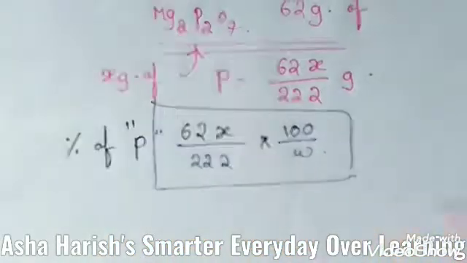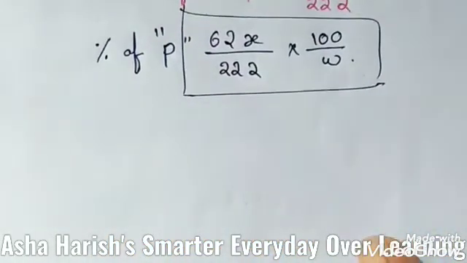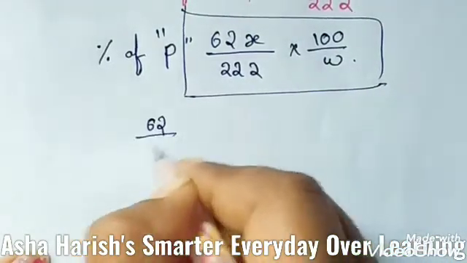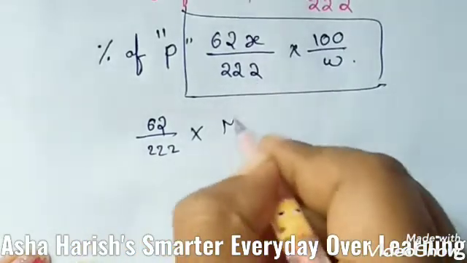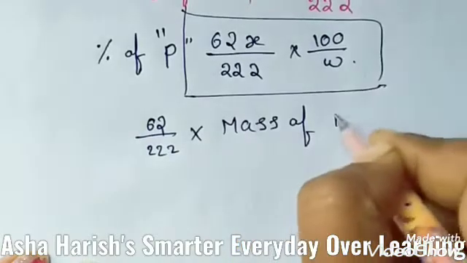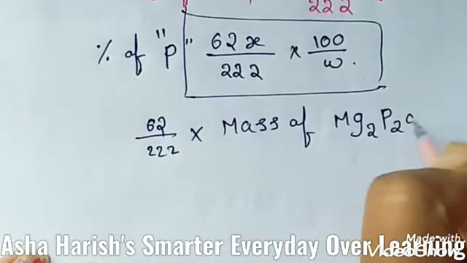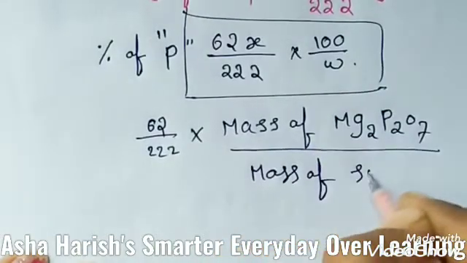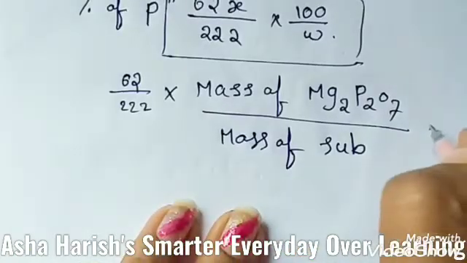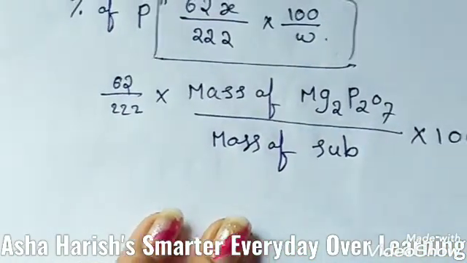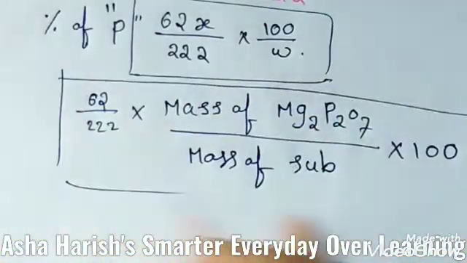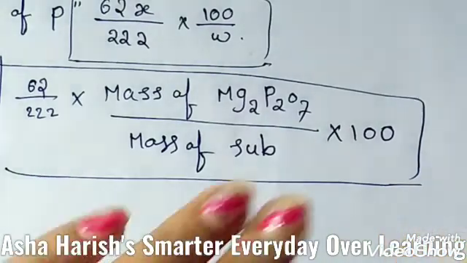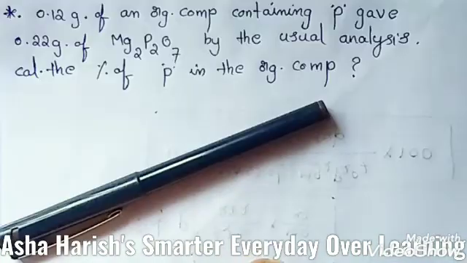Based upon this, we need to write the final general formula to calculate the percentage of phosphorus: 62 by 222 into the total mass of magnesium pyrophosphate, Mg2P2O7, formed, divided by the mass of the substance we have taken, into 100. Based upon this, you need to calculate the final percentage of phosphorus. Let's see an example of how we can calculate the percentage of phosphorus in an organic compound.